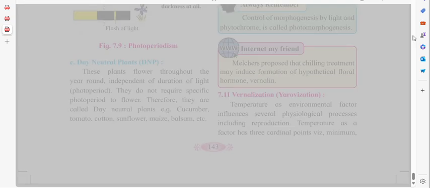C. Day neutral plants, DNP. These plants flower throughout the year, independent of duration of light, photoperiod. They do not require a specific photoperiod to flower. Therefore, they are called day neutral plants, e.g. cucumber, tomato, cotton, sunflower, maize, balsam, etc.